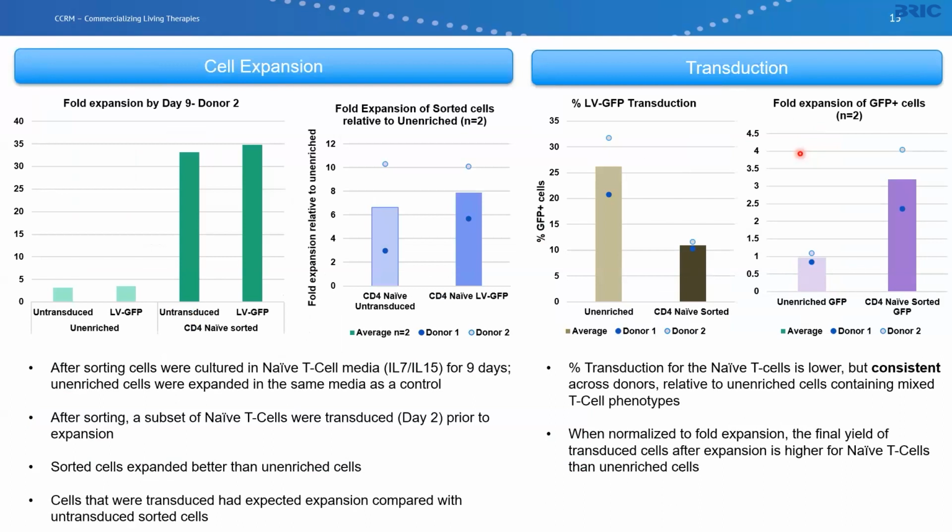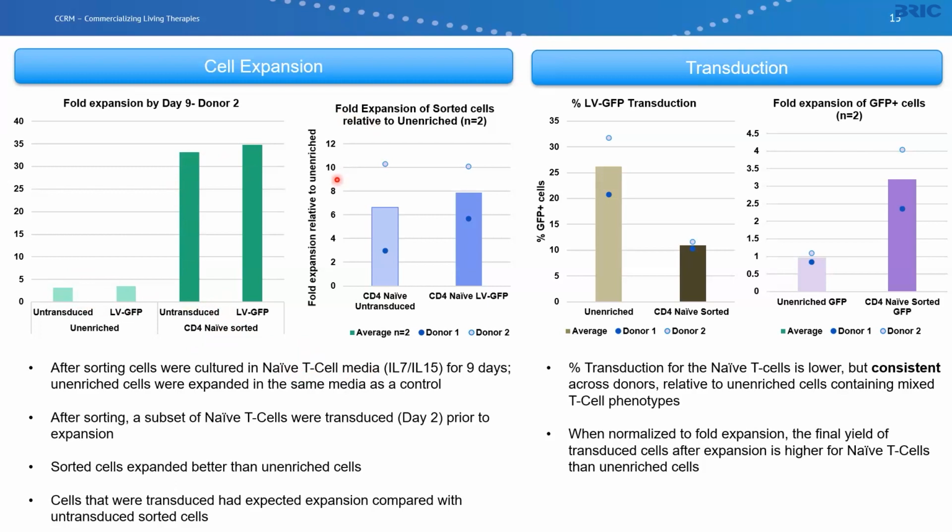Looking further down, we looked at the difference in cell expansion after sorting. If you look at the first plot on the left, you can see the unenriched cells' fold expansion after 9 days of culture. For untransduced and GFP transduced cells, we see fold expansion below 5, equivalent in both cases. For sorted cells, because those cells were cultured in naive T cell media favoring naive T cell proliferation, we could see a highly increased fold expansion above 30 times.